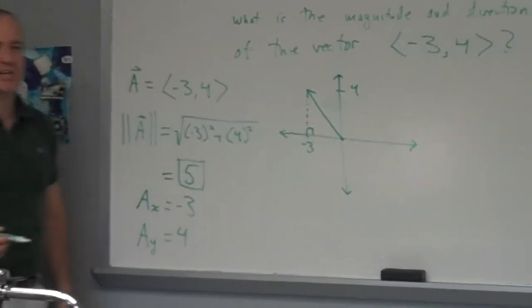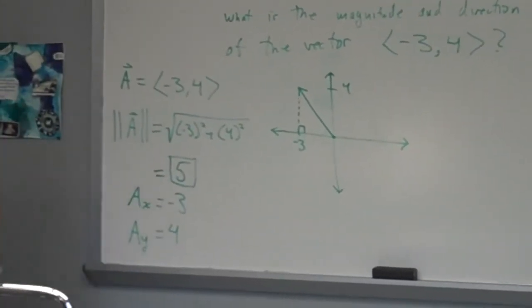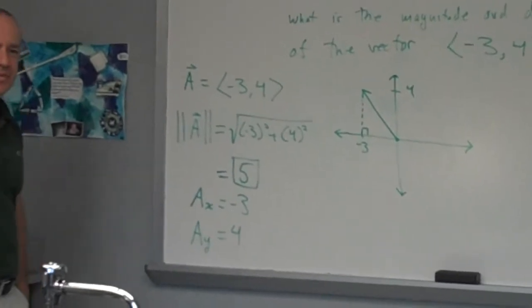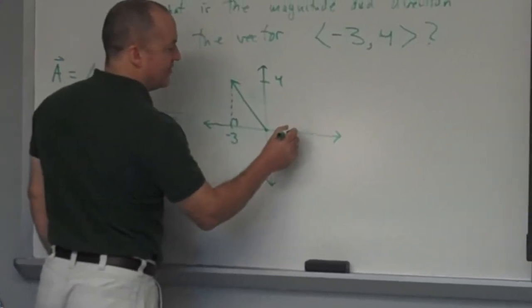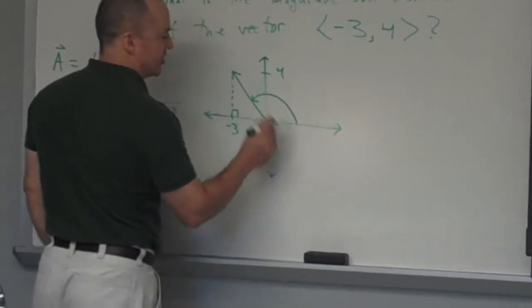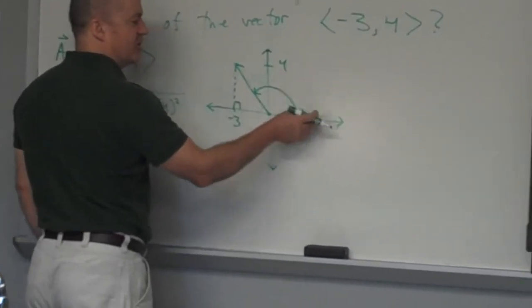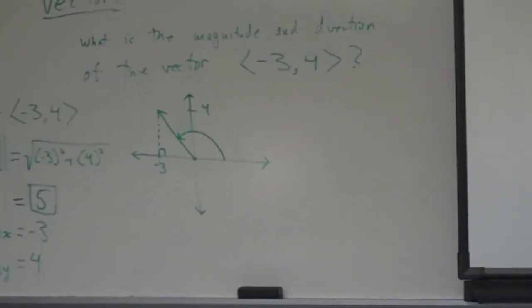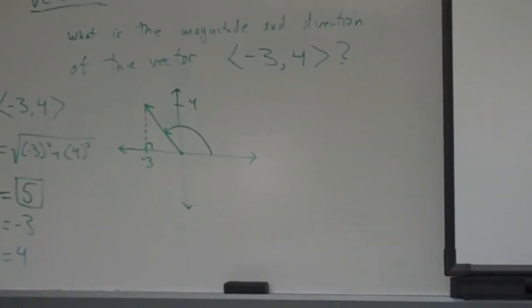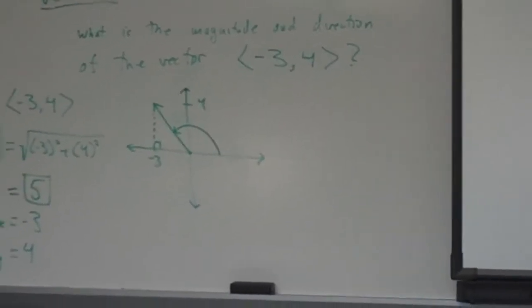How are we going to find the direction of this? I'll give you a hint. I want the direction in this case described in the form of a standard angle on the unit circle. So I want the angle from 0 degrees up to this vector. There's 2 ways to do this. We can SOHCAHTOA it up. There's 12 ways to do it.